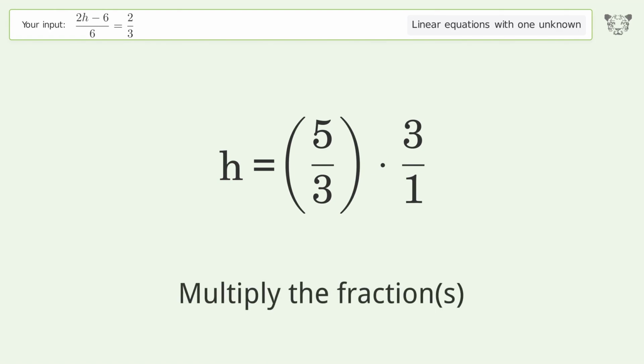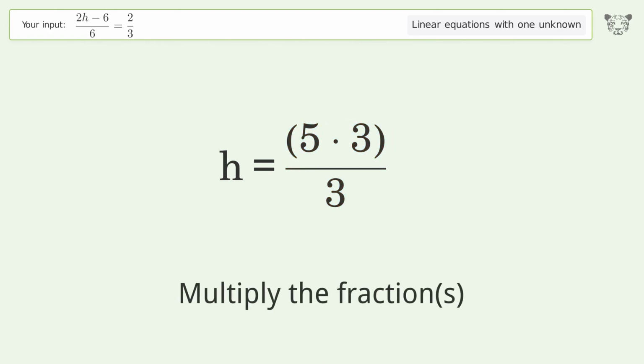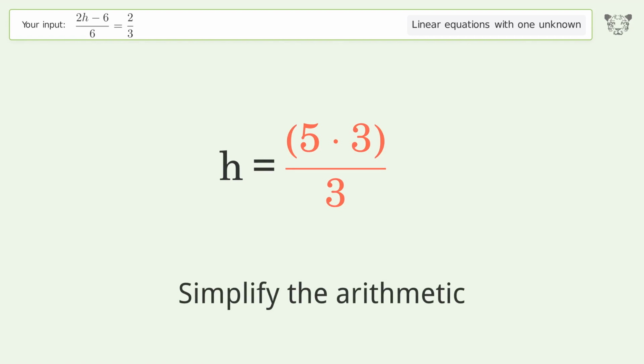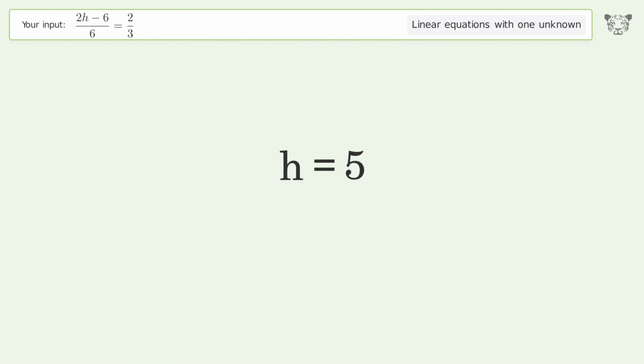Multiply the fractions. Simplify the arithmetic. And so the final result is h equals 5.